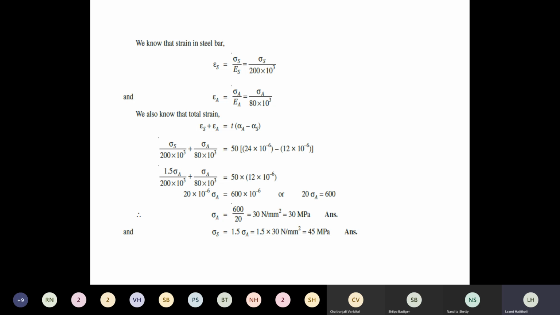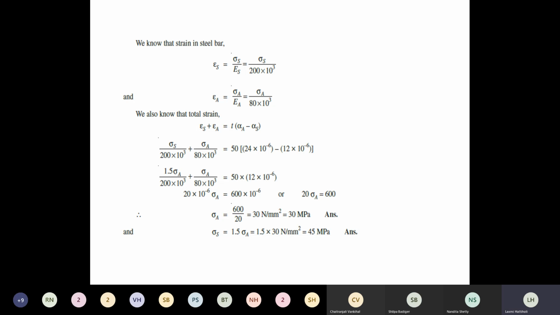For that general formula, I have substituted here. Sigma s by As is known to me, Es is known to me, I have substituted here, plus sigma a divided by capital Ea, that is Young's modulus of aluminium, 80 into 10 raised to 3, is equal to alpha A minus alpha S. T is common, 50 is common for both, so I have taken it outside. Alpha A is 24 into 10 raised to minus 6; you can take that outside also. So 24 minus 12. Now this is the whole equation you have. Just remember this equation and substitute.